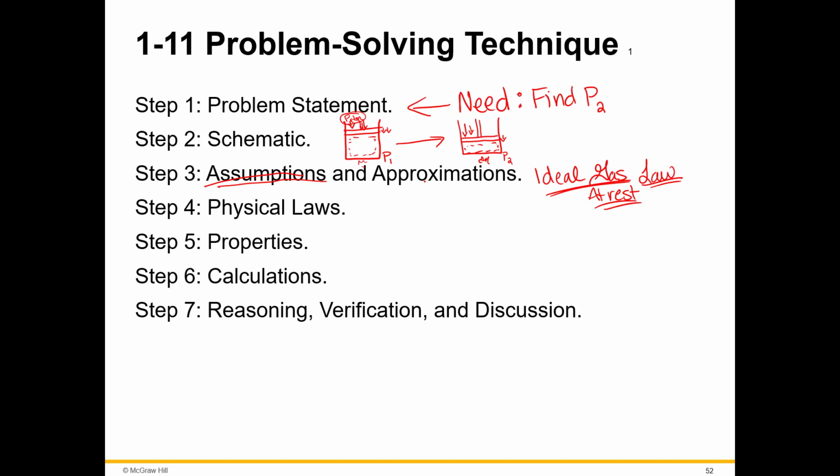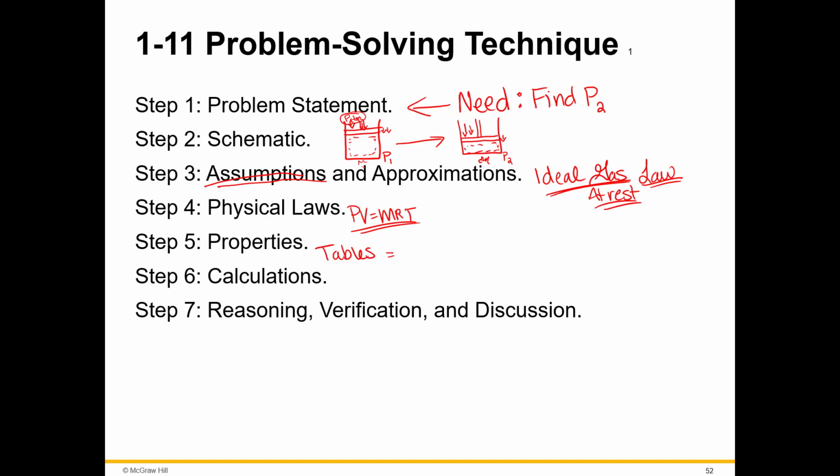Because I said it in the last lecture, we will never get anywhere if we don't make some assumptions and some approximations. The physical law is, when we're talking about different laws, we have PV equals mRT. That's a very common one that we use. You can use the first law, things like that. And then you've got properties. This is when you start using the tables. You'll go to the tables.